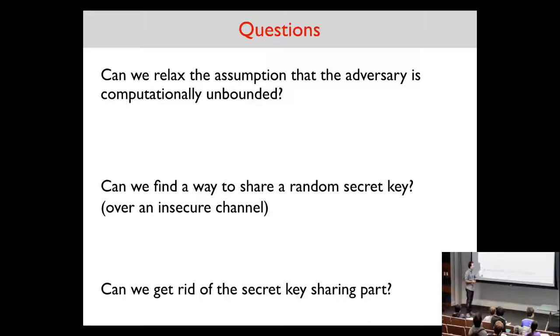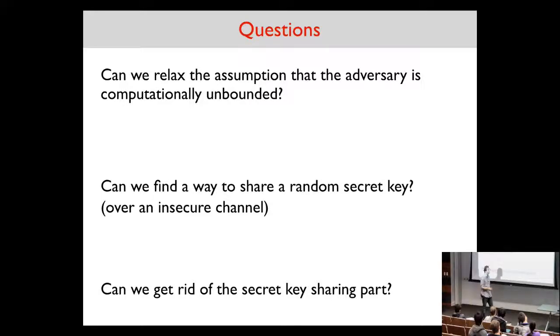And the third part is, can we get rid of the secret key sharing part? So the crypto system that I've been describing, you have to share this secret key. Seems inconvenient. Every time we need to communicate with each other, we need to agree on this key. Someone who doesn't know me, someone who's never communicated with me, should be able to send me a message, send me an email, let's say, right? So can we do that?